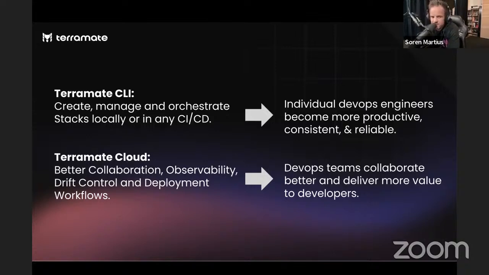Terramate Cloud is a product that we're building. It actually went public, so we opened up registration not that long ago, a couple of days ago. Yeah, we keep building it. There's a bunch of great things to come that we won't talk about today. So it's not a product pitch, but what we look at here is features for collaboration, observability, drift control, and deployment workflows, right? And it's really meant to be used by DevOps teams to collaborate better and deliver more value to their internal customers, which are most likely always developers, right?